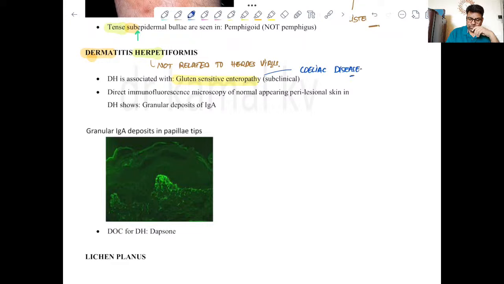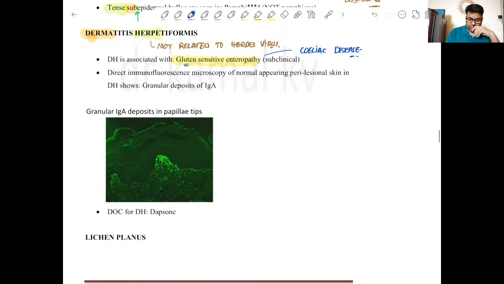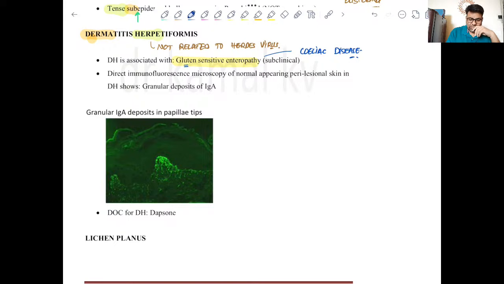Clear? So I think most of you must be knowing that there is protein gluten in wheat, barley, rye, which causes this problem. So this skin condition is associated with this GIT condition. Clear? And when we do DIF, DIF in this case will show you granular deposits of IgA. Clear? Now this is all papillary dermis. Okay, so we can see the granular deposits of IgA.